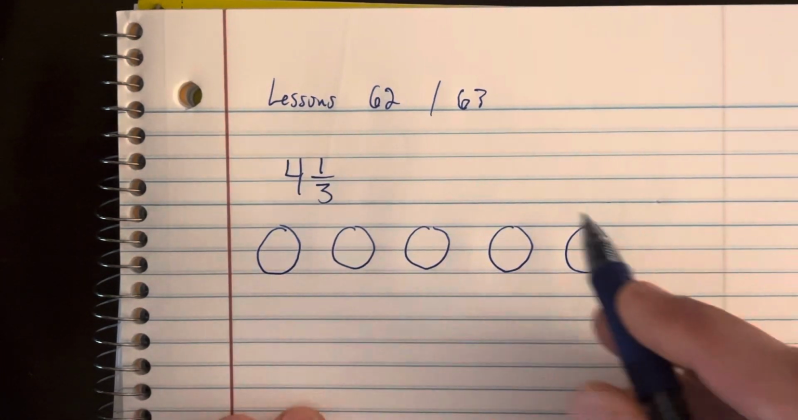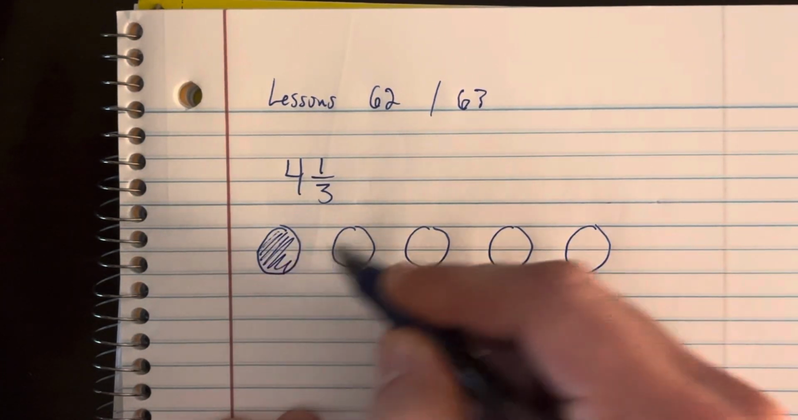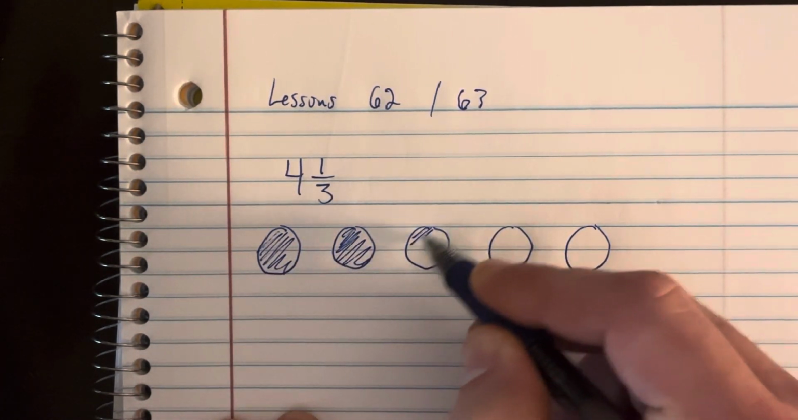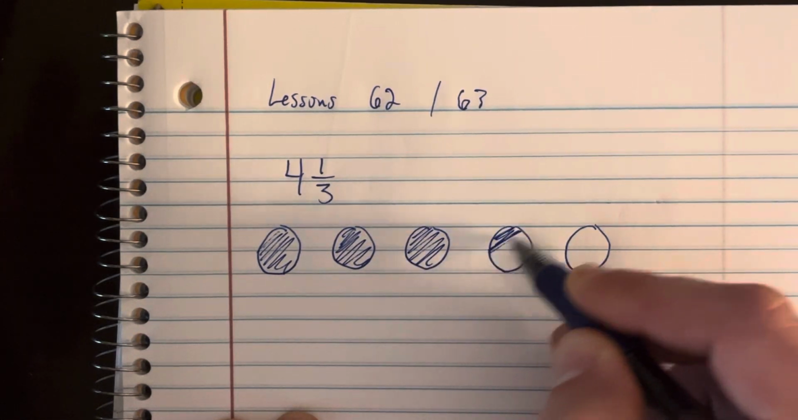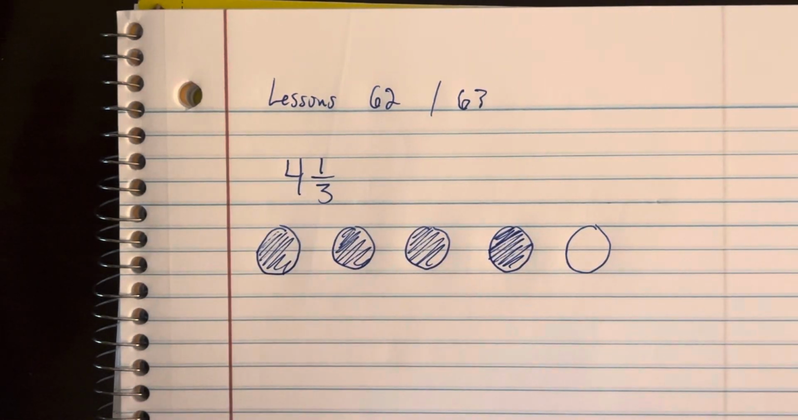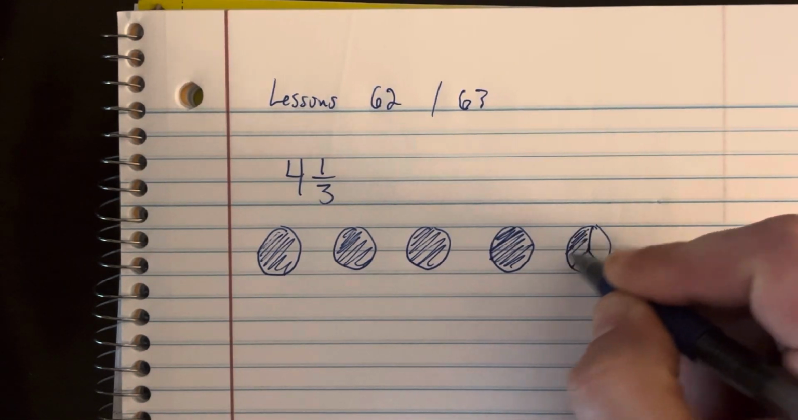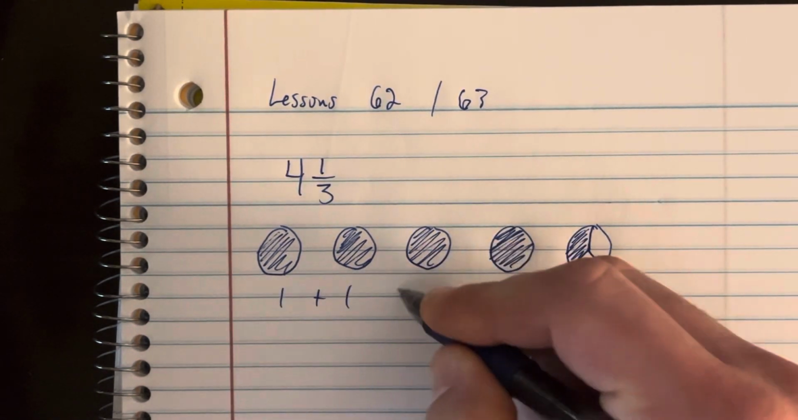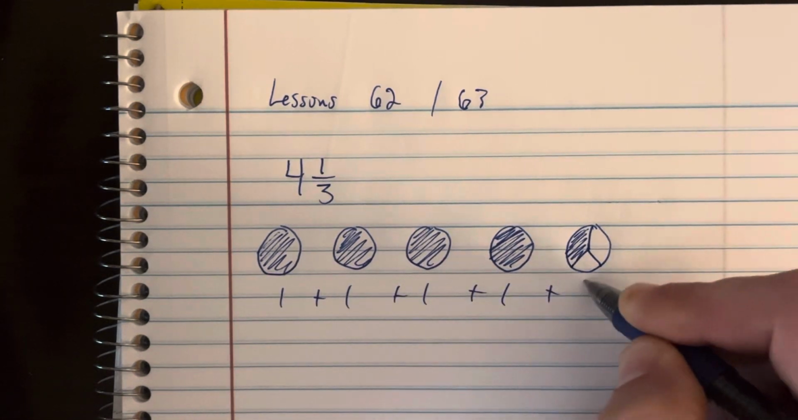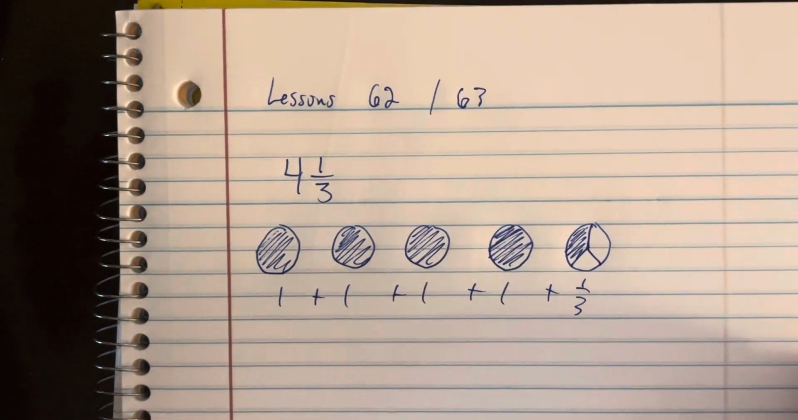So I've got 5 parts here. We're going to think I would color in 4 of them to represent 4 wholes. But I'm going to draw this last one into thirds, and I'm only going to shade 1/3 of it. So 1 plus 1 plus 1 plus 1 plus 1/3. That's where we get 4 1/3.